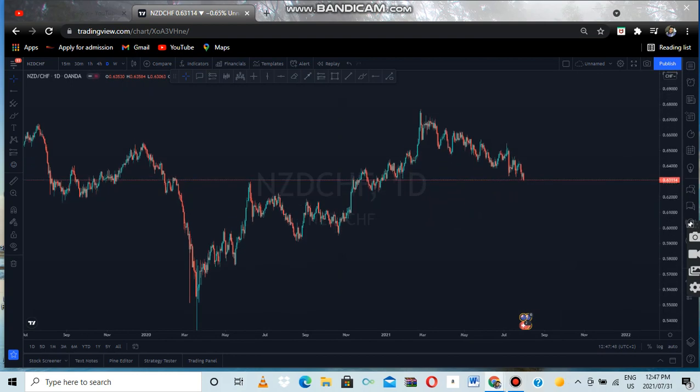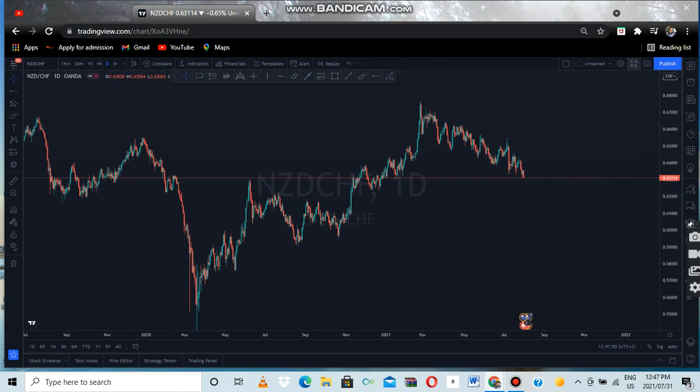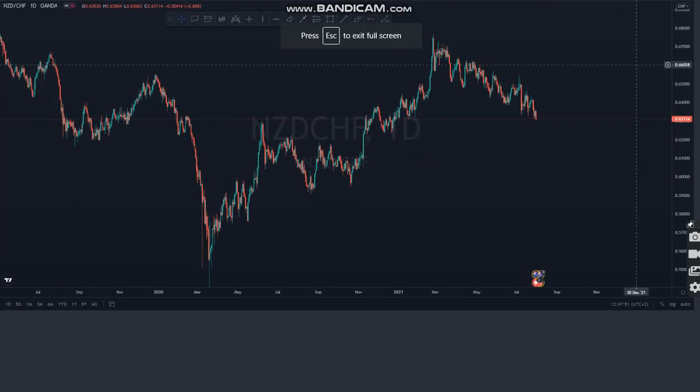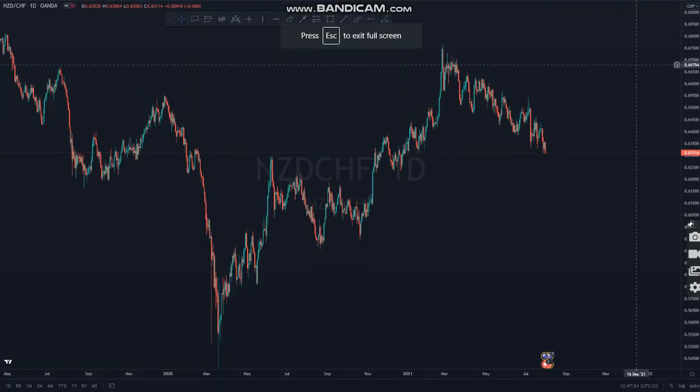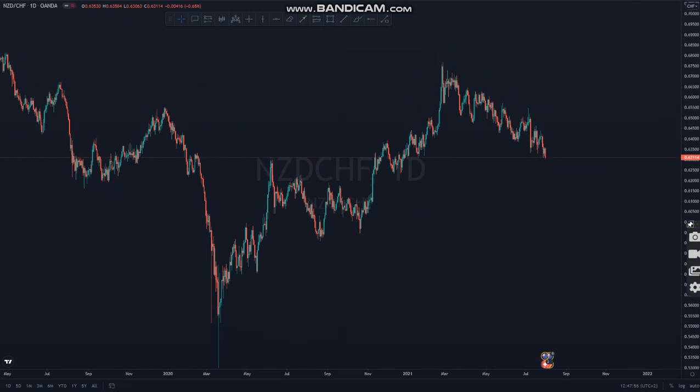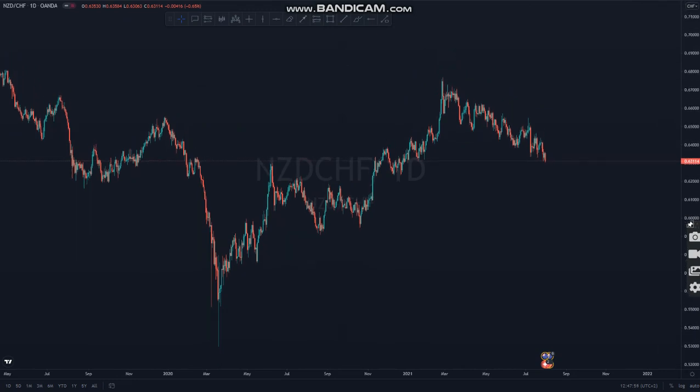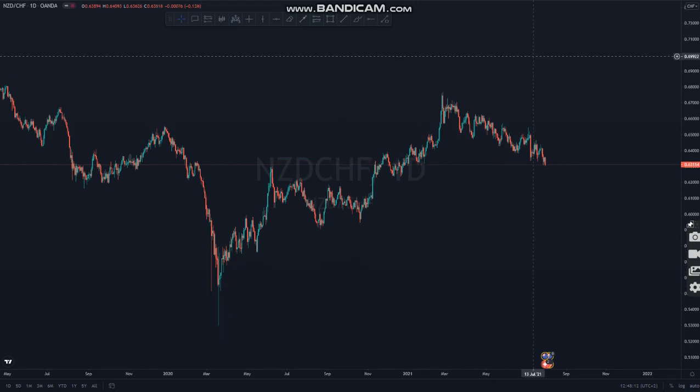Please take note of what I'll be doing because I'm quite sure it's going to be for your own benefit as well. So here I've got the daily chart on NZDCHF. The first thing, guys, I'll have to identify my lows and highs.